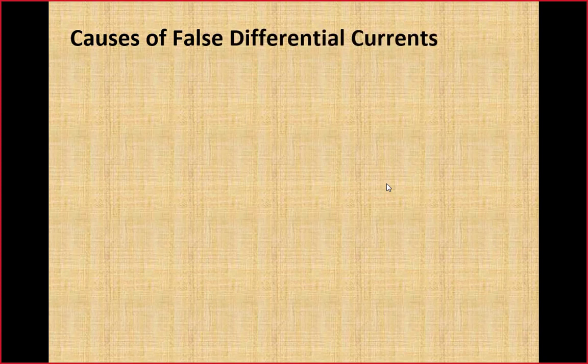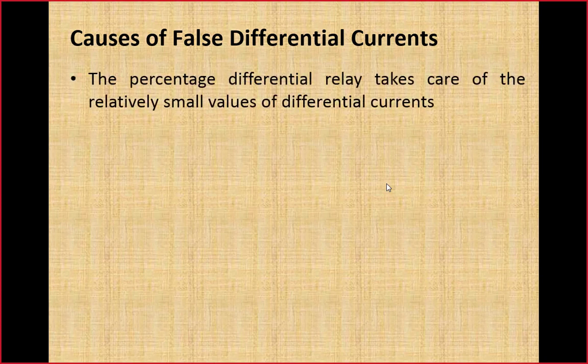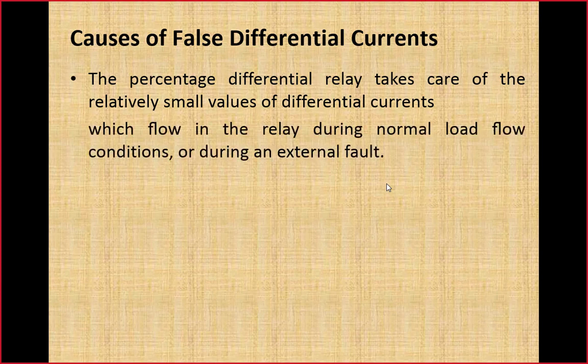So now here we start discussion of all those phenomena that require attention while applying percentage differential relay to the transformer. So the percentage differential relay takes care of relatively small value of difference currents that is proportional to the retaining coil current which flows in the relay during normal load condition as well as in case of a fault outside the zone of protection.